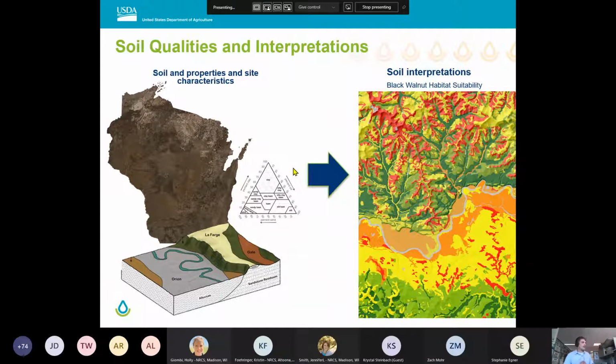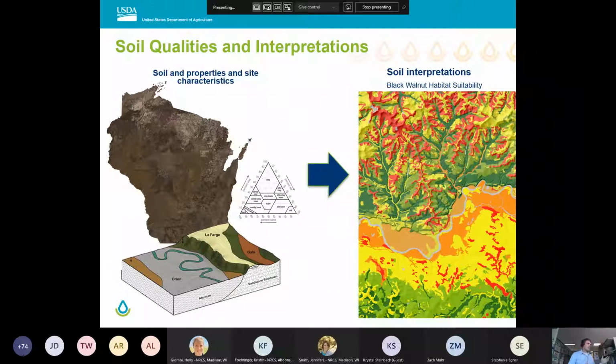So what I'm going to talk about is some soil interpretation. I'm going to kind of take off where Jennifer and Kristin left off, where they were talking about properties, and talk about how these properties are used to develop things called interpretations, which are the products we use to make a lot of conservation decisions.